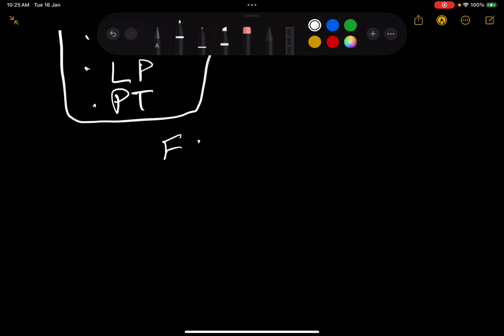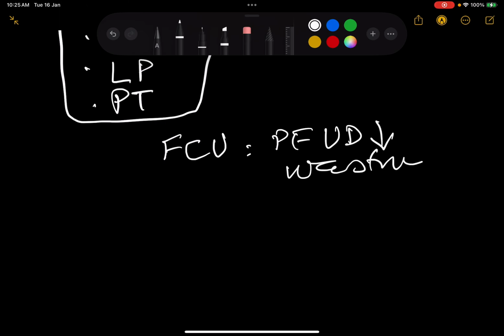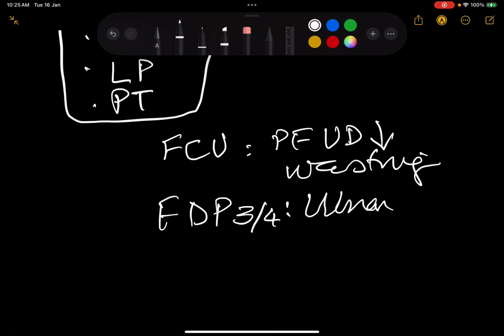So say FCU, flexor carpi ulnaris: palmar flexion, ulnar deviation restricted, wasting. Then you say FDP 3-4 involved because the claw hand is less marked. There is no flexion at the DIP joints of the third and fourth fingers, which is called as ulnar paradox.